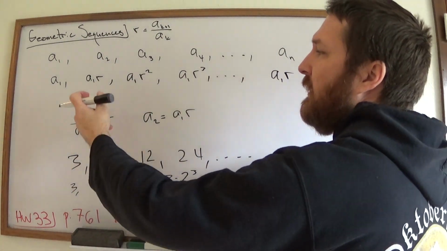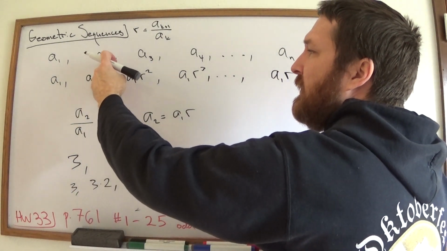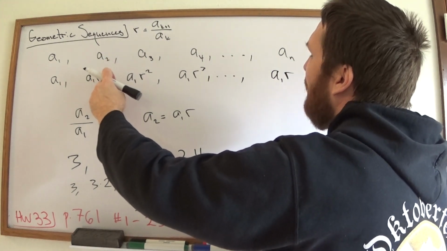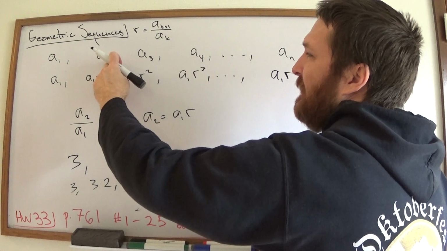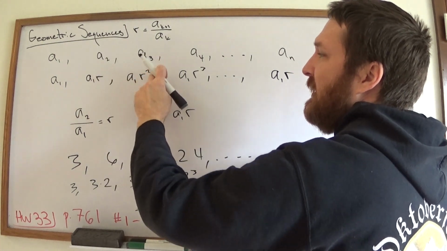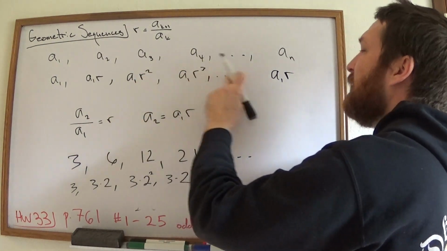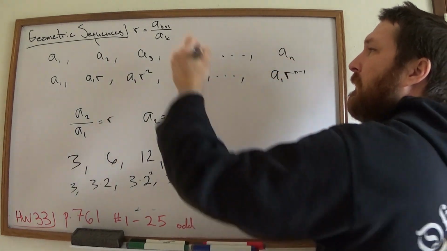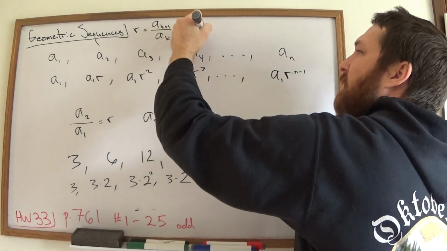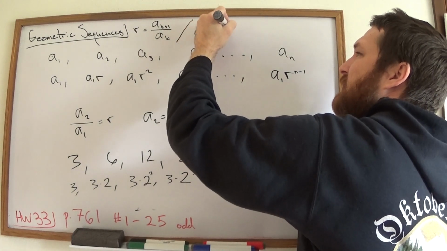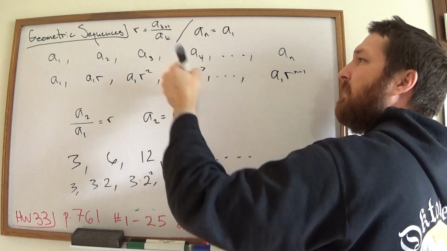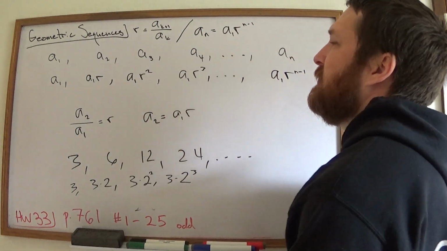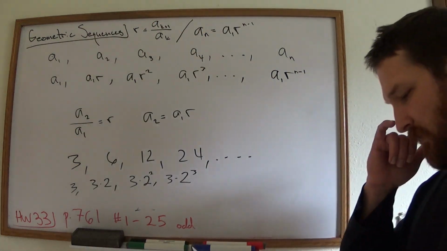We say, okay, so when the index is 2, the power is 1. When it's 2, we have a 1. When it's 3, we have a 2. When it's 4, we have a 3. So when it's n, we should have an n minus 1. And so that gives us a formula for the nth term. If you know the first term and you know R, you just go R to the n minus 1 to find the nth term.